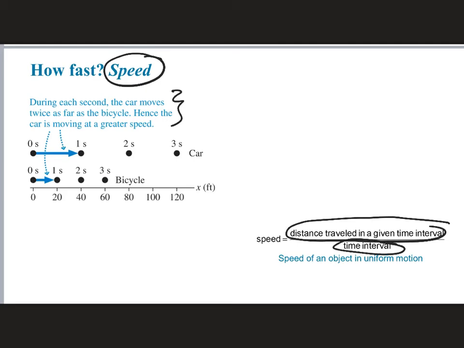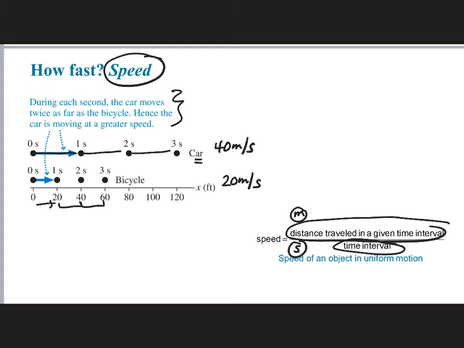And so we could see here for the car that this car is traveling about 40 meters every second. So this car has a speed of 40 meters per second. And since it's a distance over a time, its units are meters per second. If we look at the bicycle, we could see the bicycle is moving slower. It's only traveling 20 meters per second.